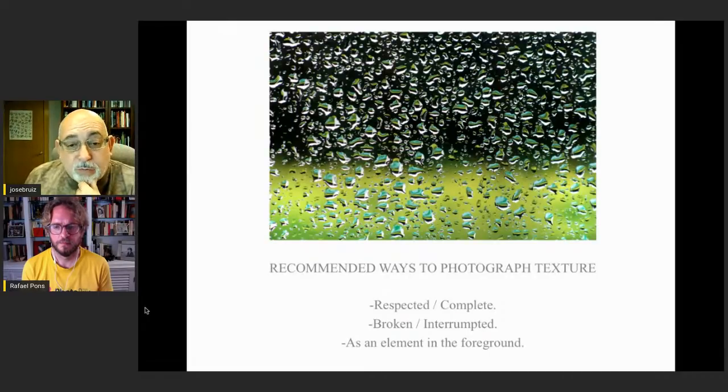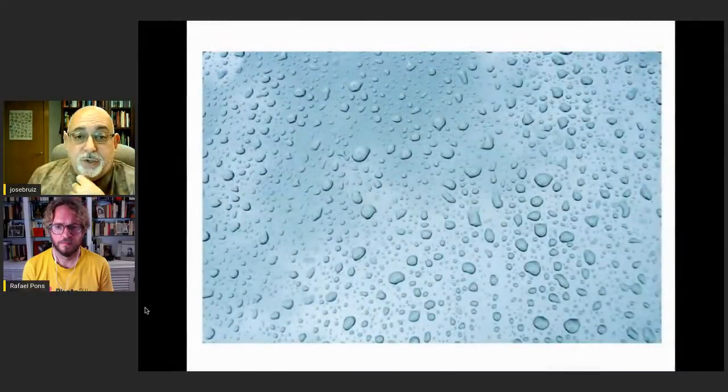And I can also photograph the texture as an element, like the sand dunes in the desert and the palm trees. It was a foreground with the texture and a background with the palm trees. I don't find many more ways to photograph the texture. This is respected. I respect the texture. I don't introduce or look for any change, any disruption.